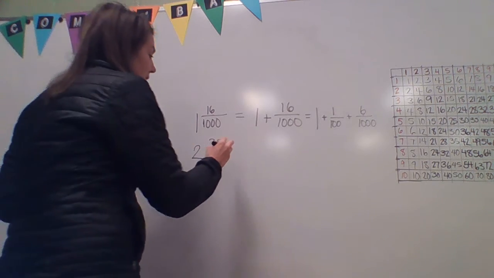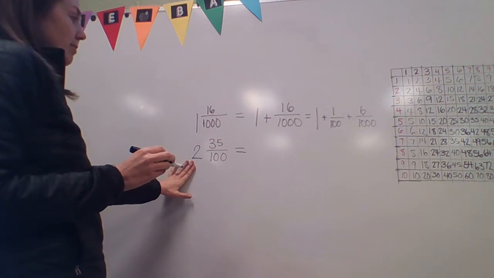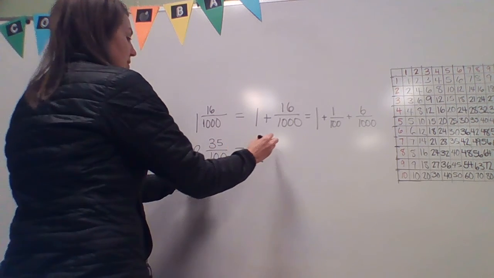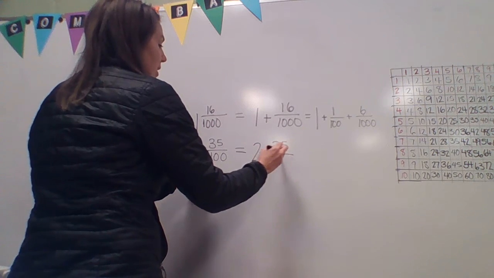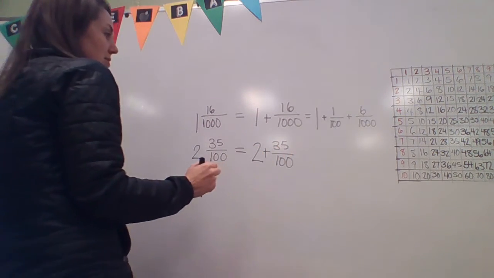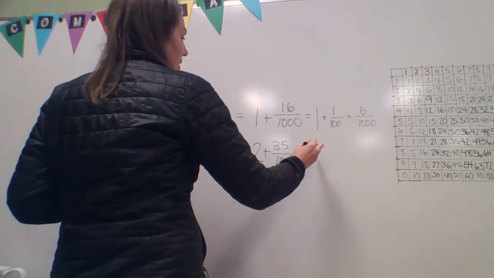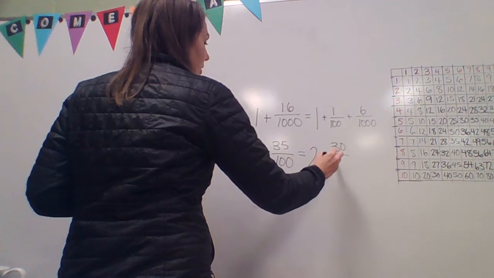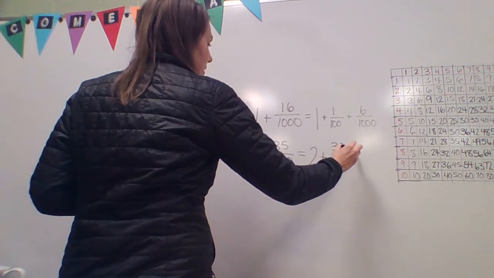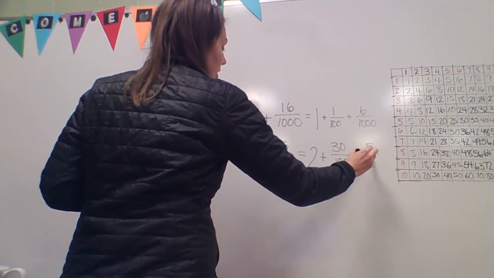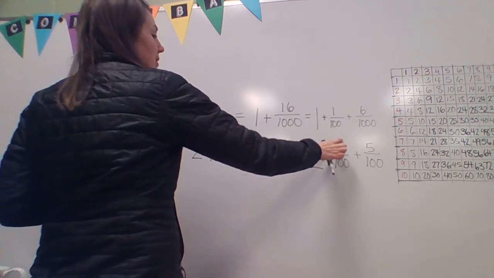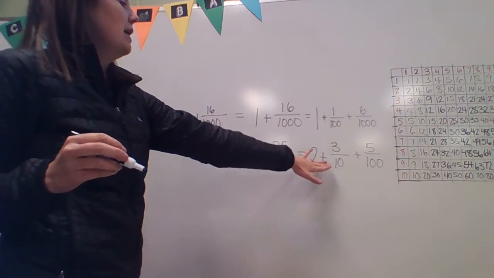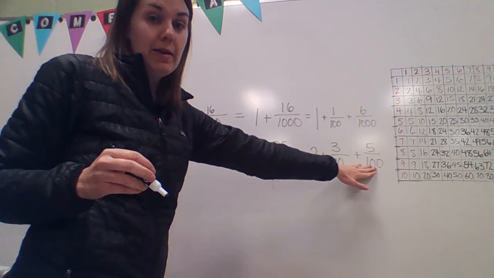Okay, watch it again for the second one. I'm going to break it apart. I say I have 2 plus 35 out of 100, 35 hundredths. Or that's like saying I have 2 and 30 hundredths and 5 more hundredths. If I take away a 0 from the top and the bottom, I get 2 and 3/10 and 5 hundredths.